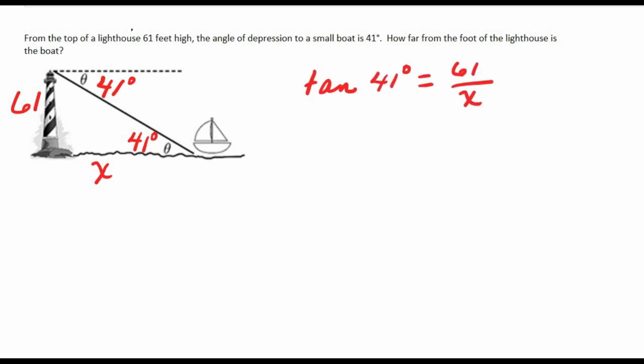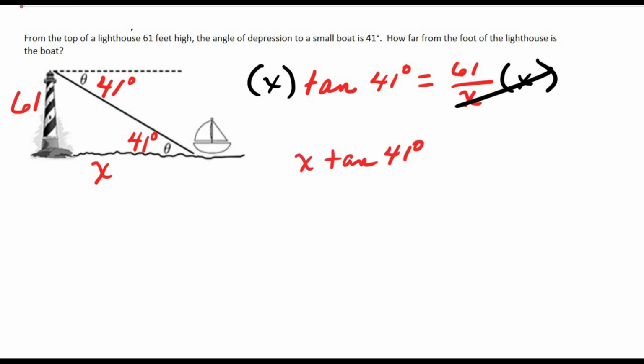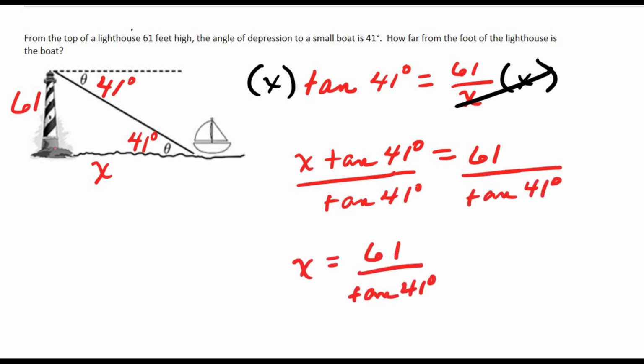The tangent is opposite over adjacent, so the tangent of 41 degrees is 61 over x. Now to get that variable x out from under the denominator, I need to multiply both sides of my equation by x. Then my x's on the right-hand side cancel, and on the left-hand side I have x times tangent of 41 degrees, and that's going to equal 61. Now I divide both sides of my equation by tangent of 41 degrees. So x is equal to 61 divided by the tangent of 41 degrees, and that's going to be approximately 70 feet.